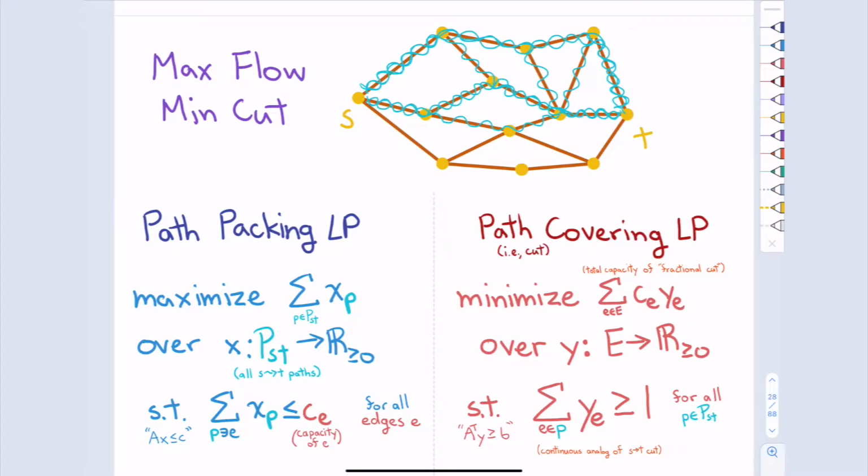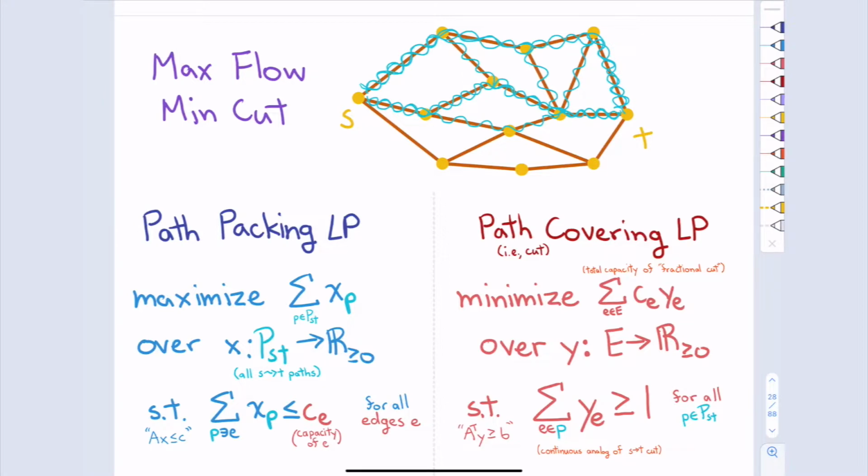So I'm letting capital P_ST denote the collection of all S to T paths. There could be exponentially many, so this is not a small LP. If you wanted to write down all the variables, it might be exponentially large. I'm okay with that.